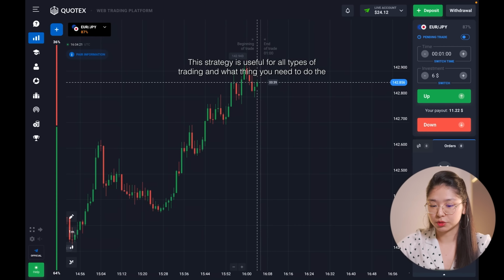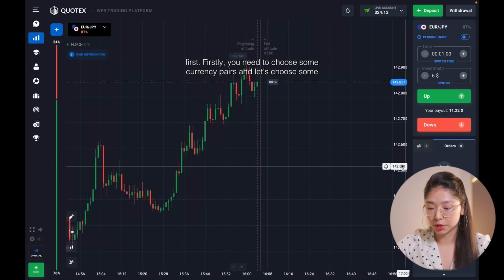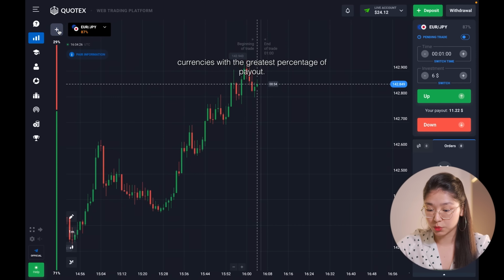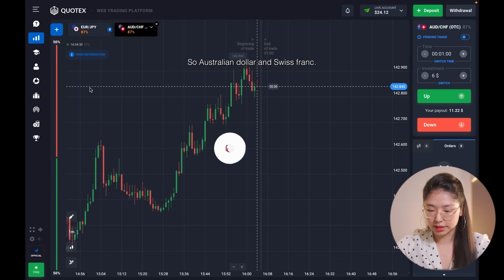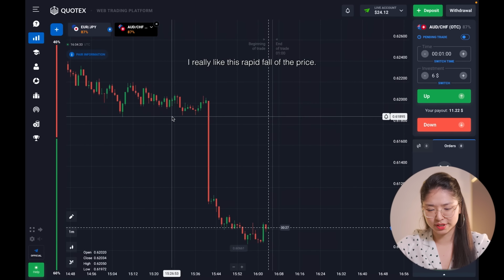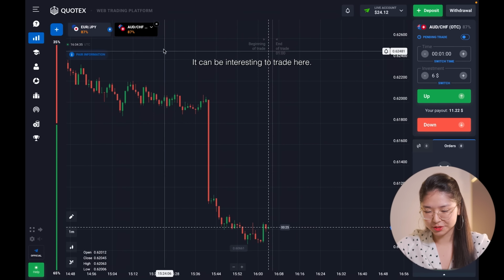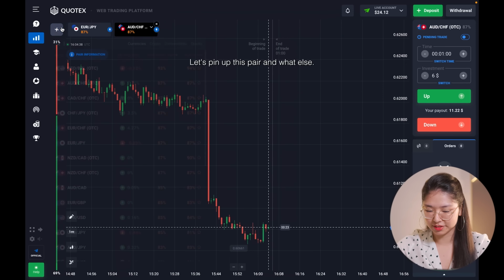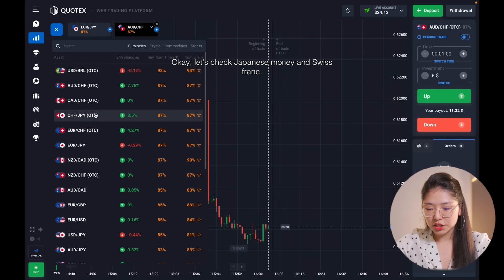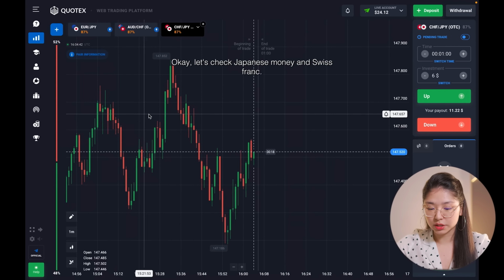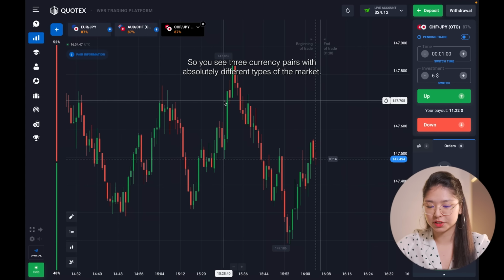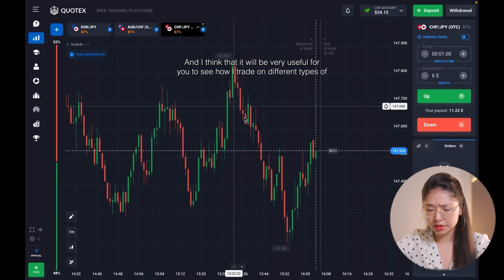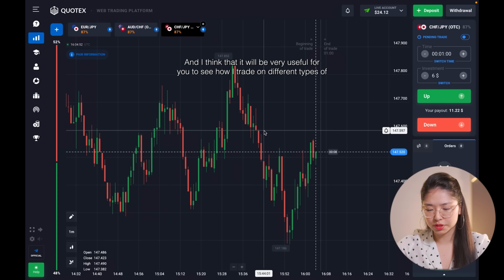Firstly, you need to choose some currency pairs, and let's choose currencies with the greatest percentage payout. So, Australian dollar and Swiss franc, and I really like the rapid fall of the price. It can be interesting to trade here. Let's pin this pair. And what else? Let's check Japanese yen and Swiss franc, and I also like this volatility. You see three currency pairs with absolutely different types of market, and I think it would be very useful for you to see how I trade on different types of market.